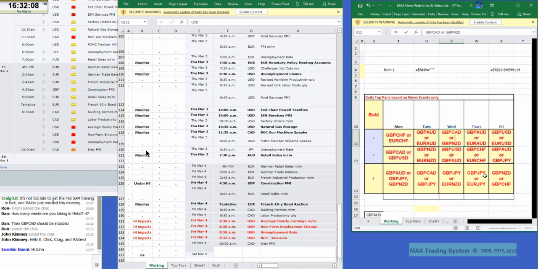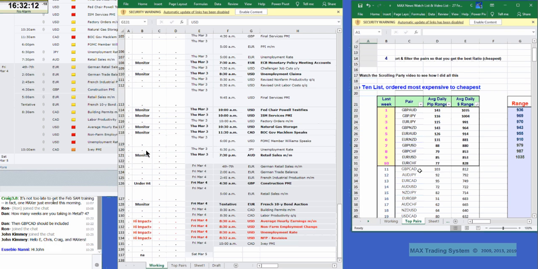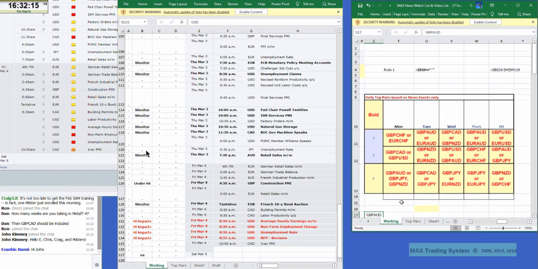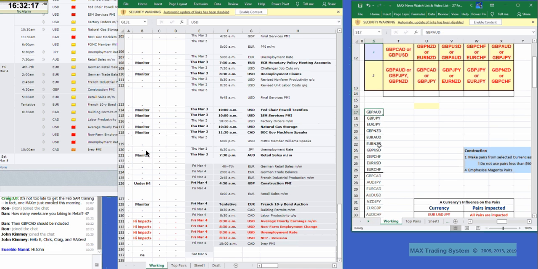Got them all. Okay, so I just want to check something. Pound CAD. Don't know why that changed to Aussie. Oh, because it's the top one, pound CAD.